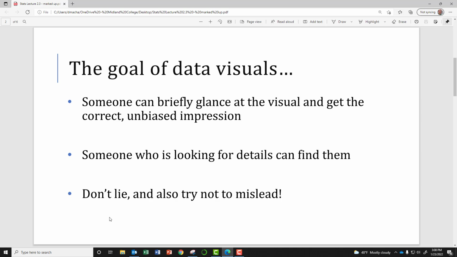And then lastly, at the risk of restating myself, definitely don't use data visuals to lie. And also, try not to mislead your audience as well. Try to give them an unbiased impression of the data.